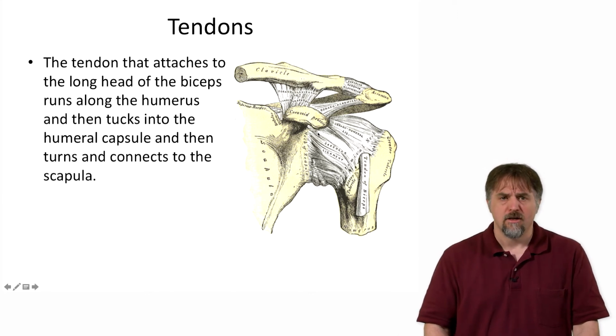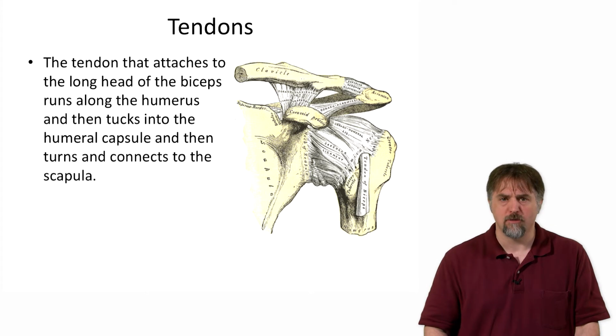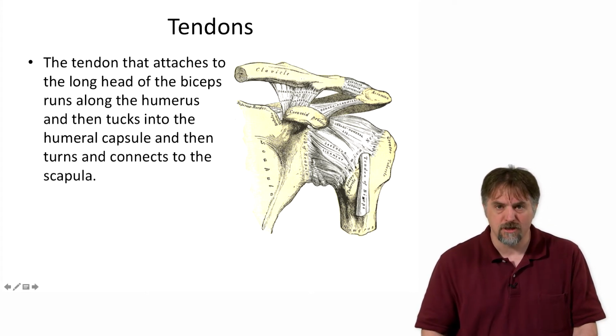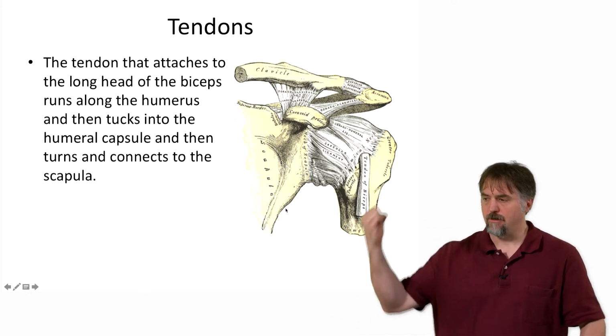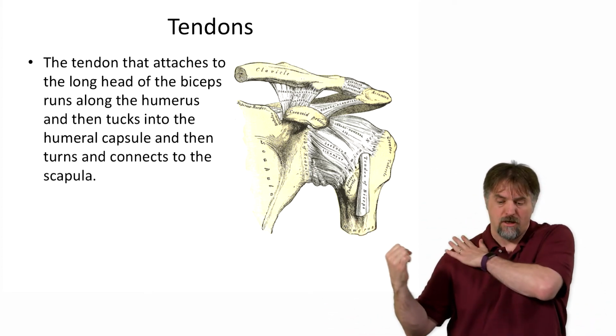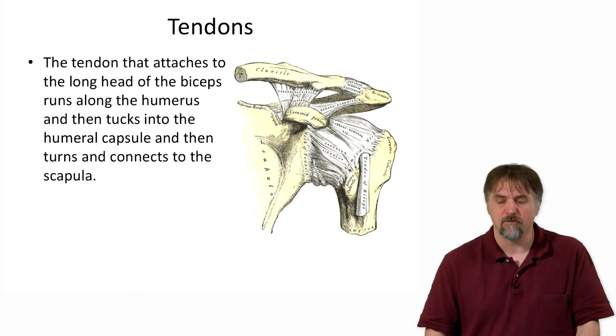The tendon that attaches to the long head of the biceps runs along the humerus and then sort of tucks into the humeral capsule. So it actually sneaks in here and hides in here and eventually connects to the scapula, which is the shoulder blade. So when I bend here, I'm actually pulling against my shoulder blades as well as my clavicle.